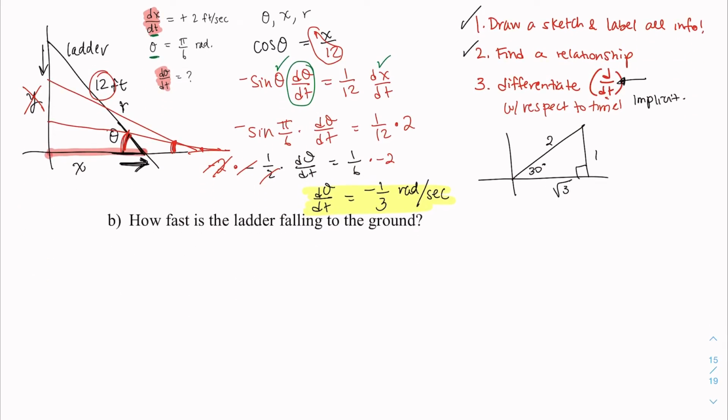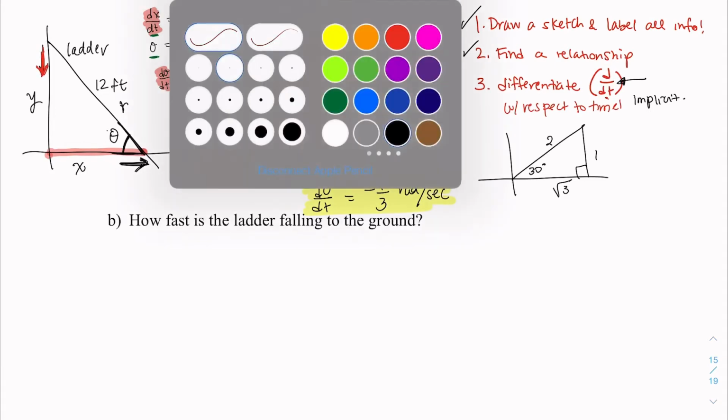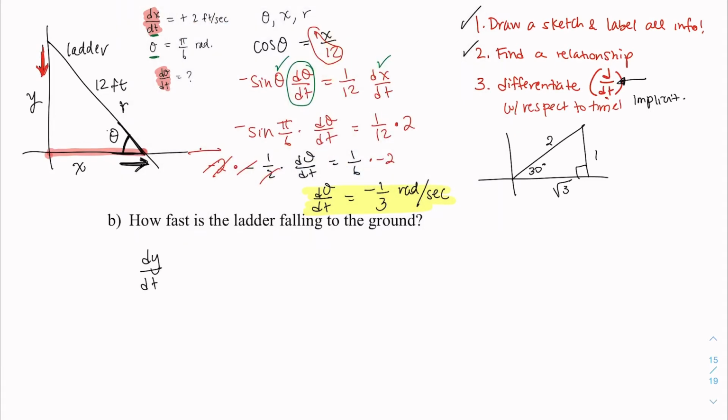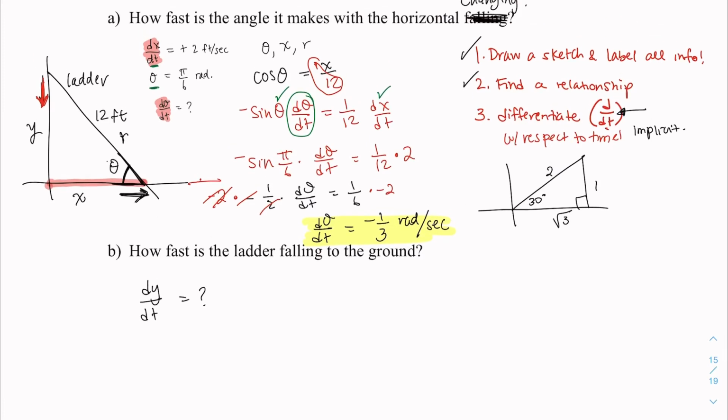B says, how fast is the ladder falling to the ground? So this time, what are they asking us for? How fast is it falling to the ground? So they're referencing this distance here. How fast is it coming down? So that's dy dt, the rate of change of that vertical distance. Okay, so they haven't given me any new information. They're just asking me a new question. So let's see what relationship we'll use.